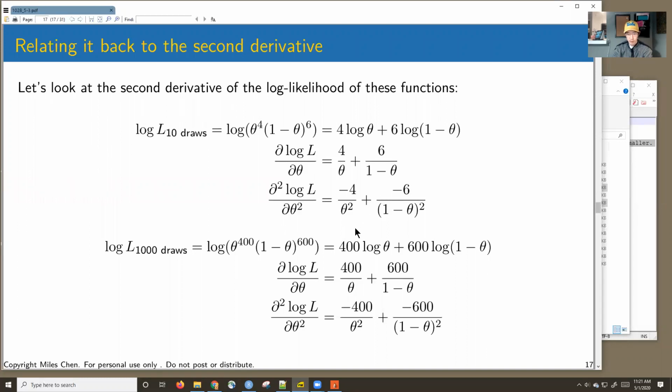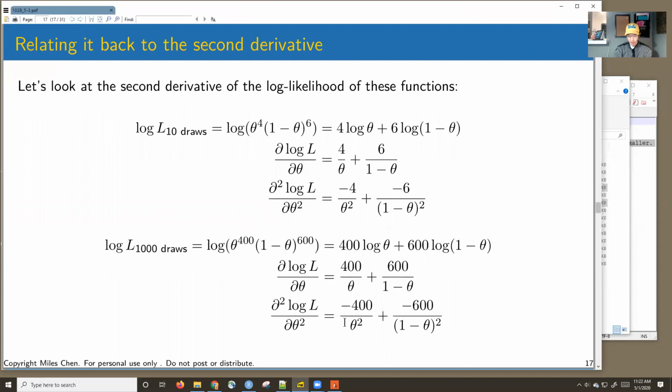Okay, and you know what? I'm missing a negative sign here. I did this wrong. Sorry, this should be a negative sign, I think. All right, and then if I do the same thing with theta to the 400 and 1 minus theta to the 600, this would be the likelihood function of 1,000 draws, 400 red, 600 blue. We're going to get this, okay?